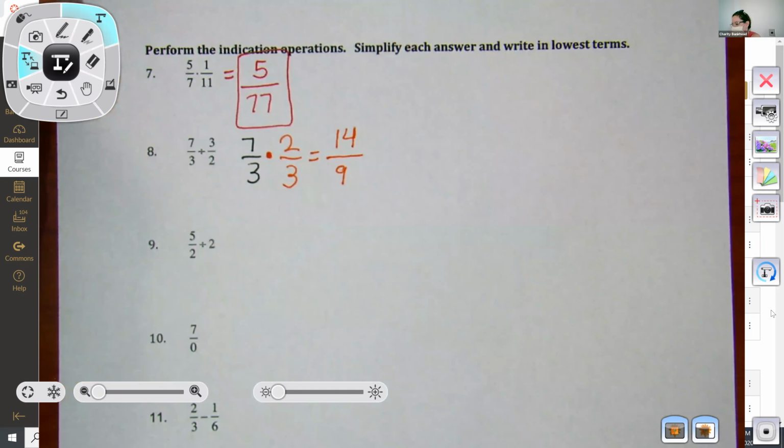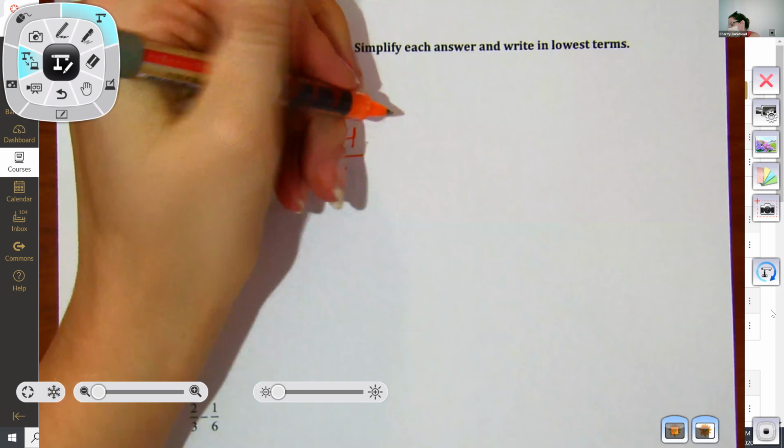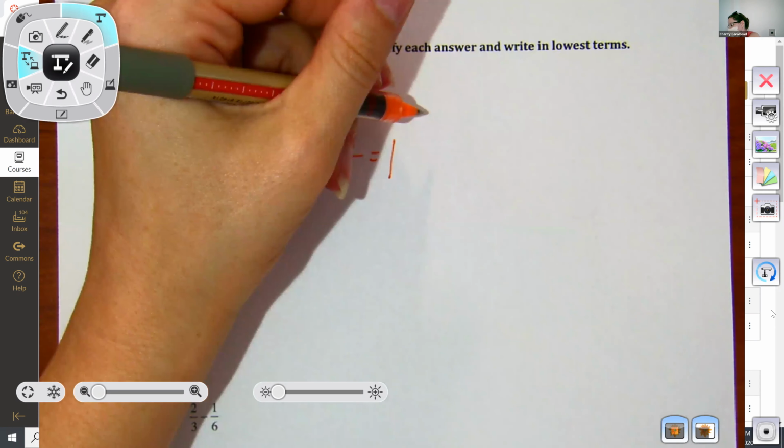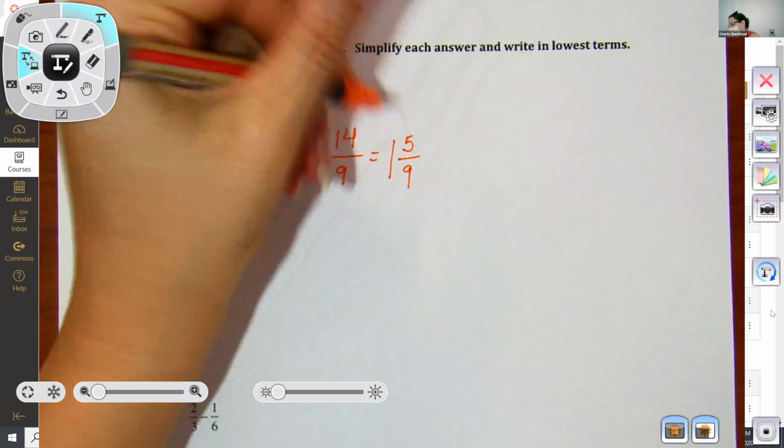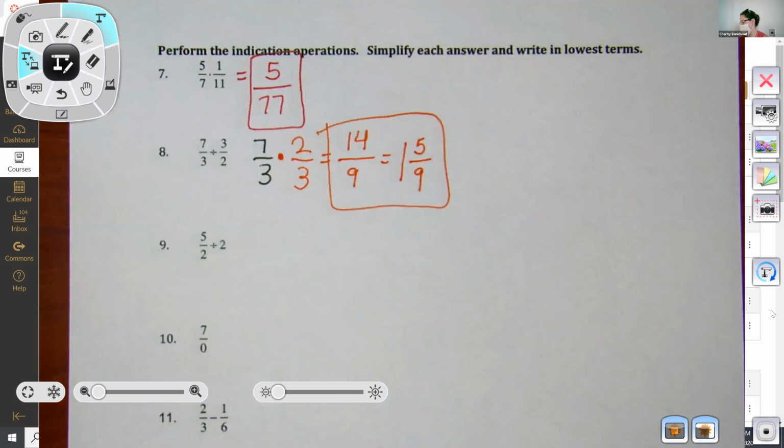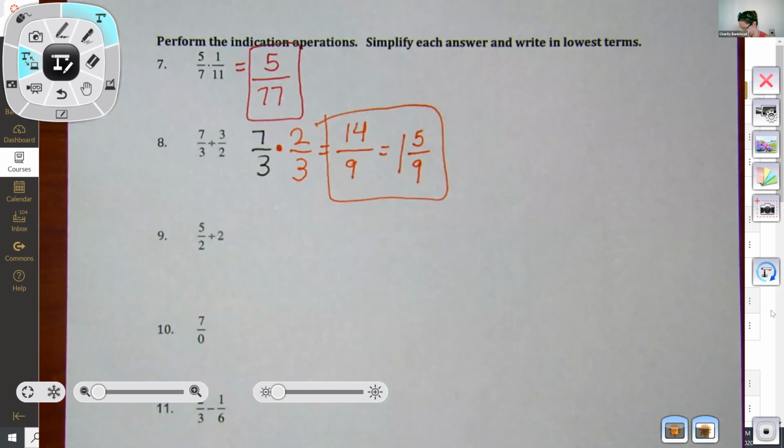Okay, so if we wanted to change that to a mixed number, 9 goes into 14 one time with 5 left over, so 1 and 5 9. So it could be either of those answers, just depending on the instructions.